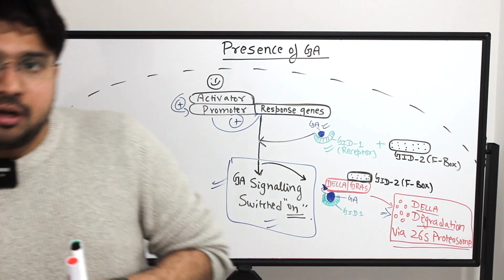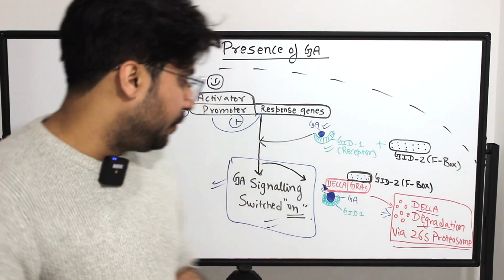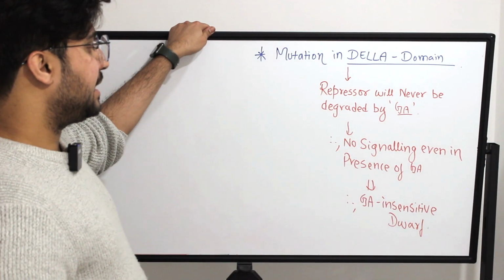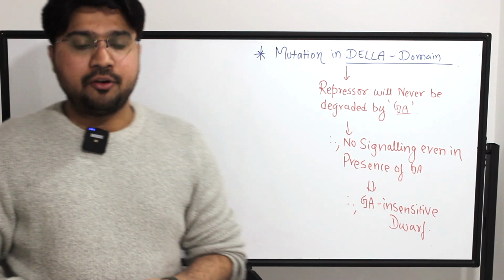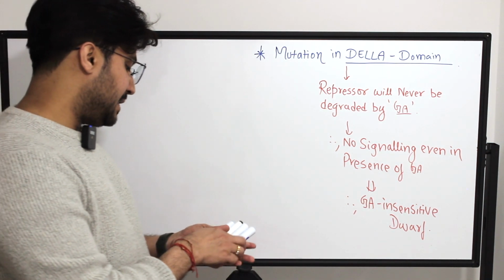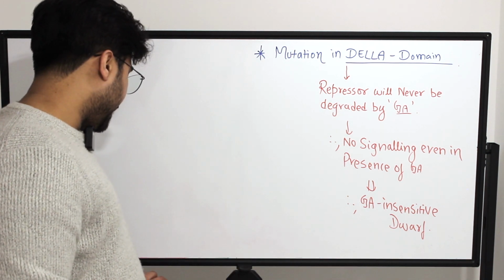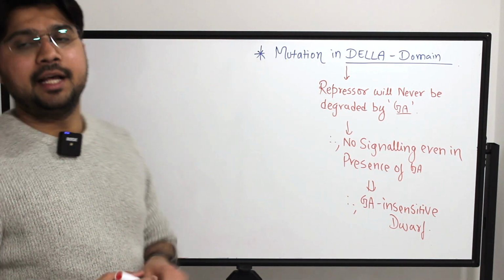So that's all from the signaling point of view. I have one question for you which is quite famous in examination, then we can finish off our topic. The question says: what will happen to a plant if there is a particular mutation in the DELLA domain?